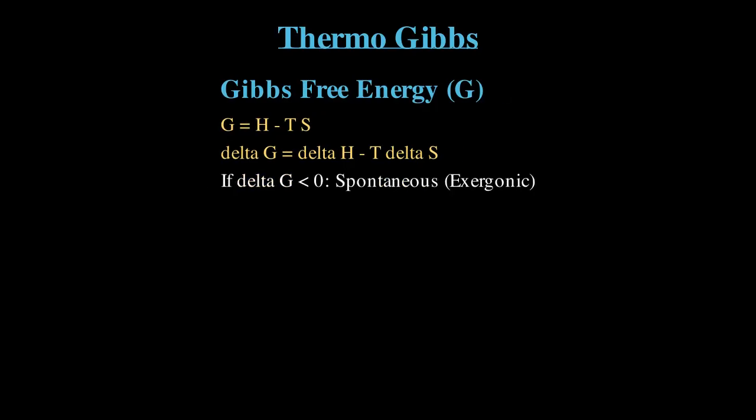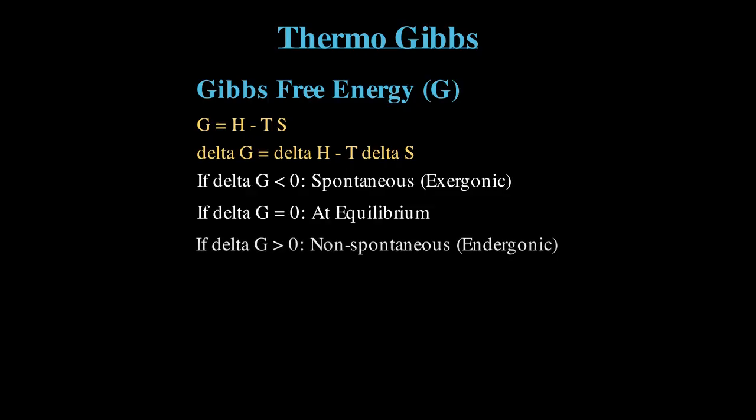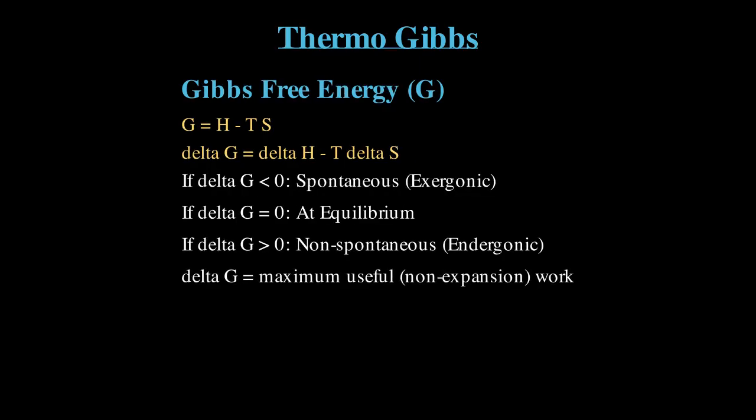If delta G is less than 0, the process is spontaneous, and we call it exergonic. If delta G equals 0, the system is at equilibrium. And if delta G is greater than 0, the process is non-spontaneous, or endergonic. Physically, delta G represents the maximum amount of non-expansion work a system can do.